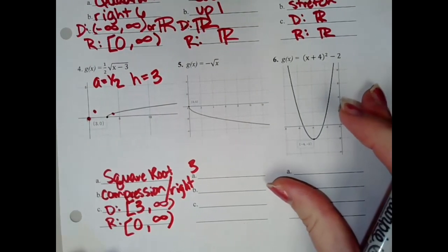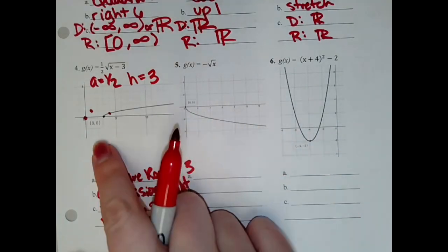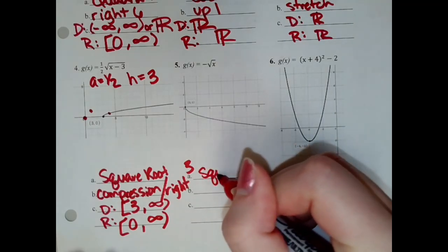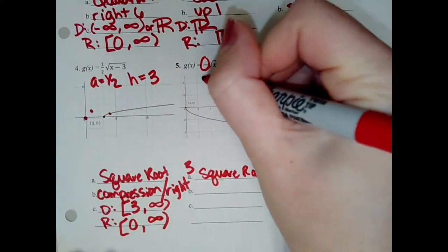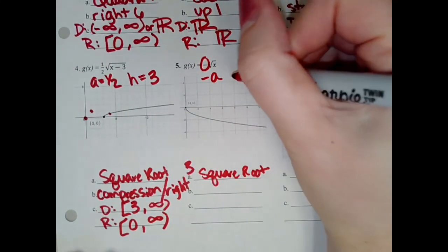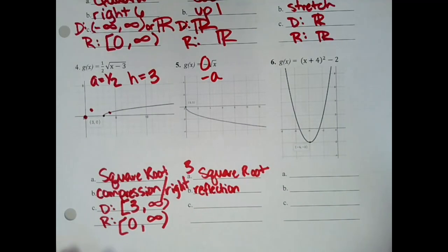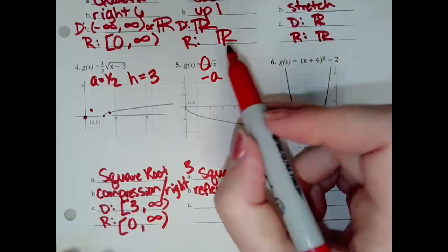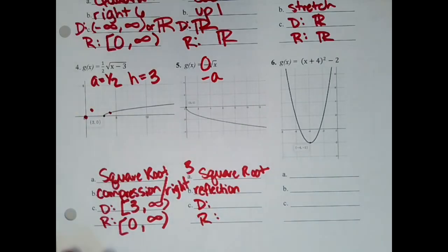Now I want to talk about what happens if we were to have something like this, where it's going down instead of up, because that does change the domain and range. For this one, we still have a square root, but this time I have a negative a value. A negative a value causes a reflection. If you want to be specific, it's a reflection about the x-axis. So because of this reflection, and that's the only transformation because there's no h, there's no k, I'm going to write the domain and the range.